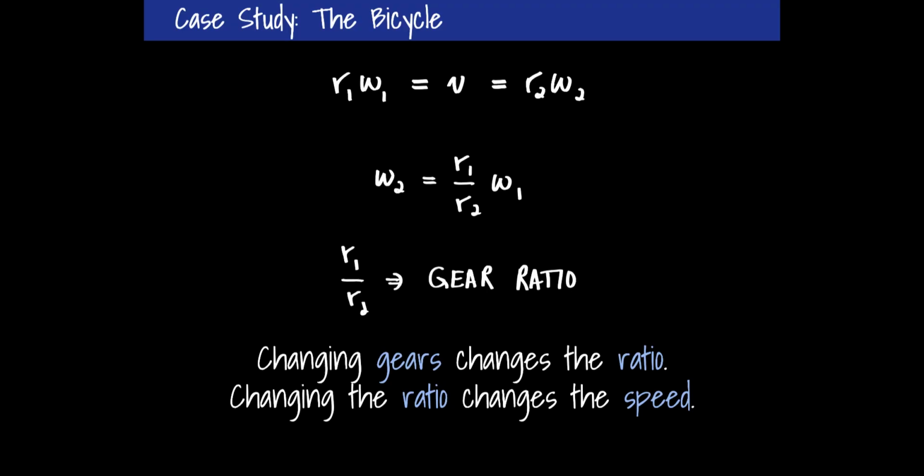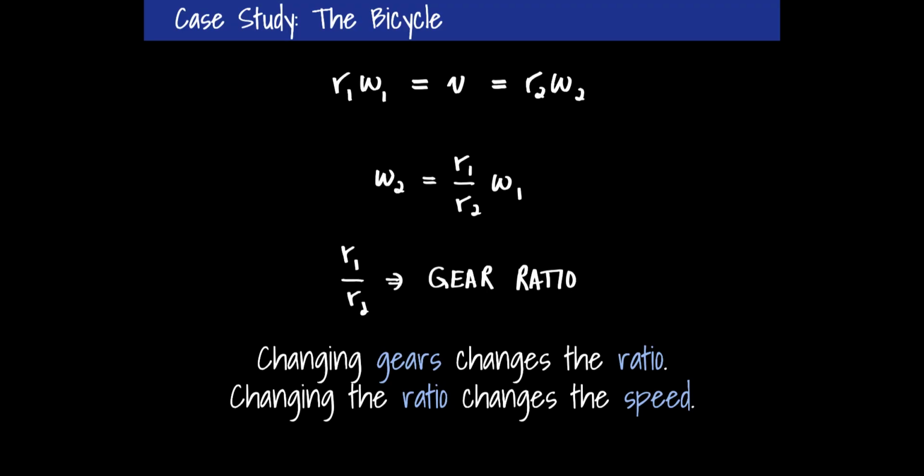If both gears were the same radius, then you would have to pedal as fast as the tire was turning. And you're not going to get anywhere. You might as well be running at that point. You don't get the advantage of the bicycle. The advantage of riding a bicycle down the boardwalk at the shore, as opposed to running, lives in the gear ratio. Because changing the gears changes the ratio, and changing the ratio changes the speed at which you ride.